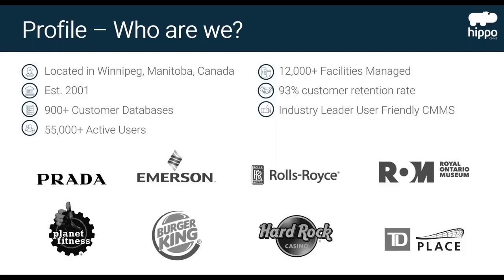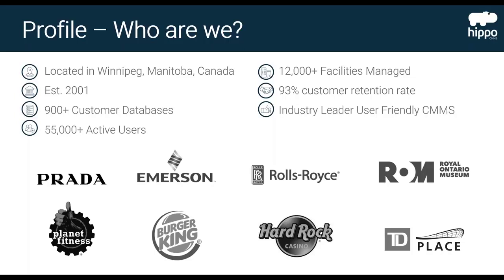Hippo's head office is in Winnipeg, Canada. For those of you who are not familiar with Winnipeg, we're about an hour's drive north of the US-Canadian border. Yes, it gets cold here in winter. Even though we're a Canadian company, about 80% of our customers are coming from the United States. On the bottom of the slide, you'll see a snapshot of some of the great companies that currently use our software to improve their maintenance operations.